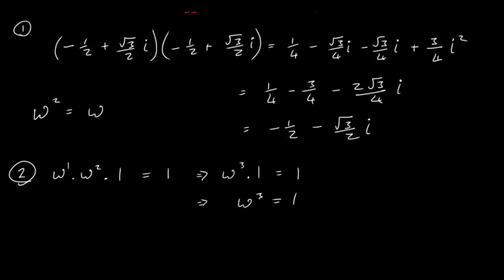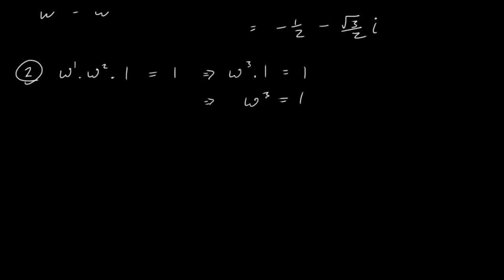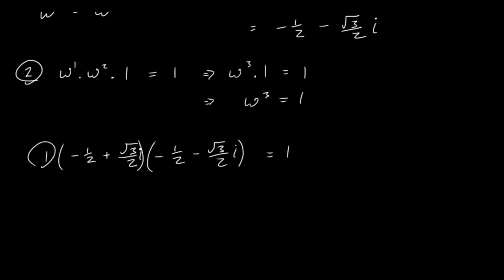So again, we can prove that. Let's just have a look at doing that. So let's take 1. Let's multiply that by minus a half plus root 3 over 2i times minus a half minus root 3 over 2i. I should put an i in here as well. And that should give us 1. Let's just multiply that out and see what happens. So, 1 times anything is going to be the anything, so I'll just leave this one out. Let's just multiply these two here.